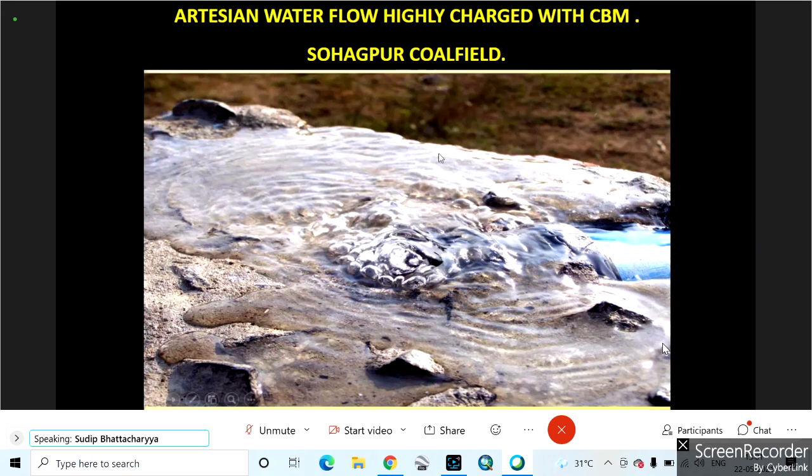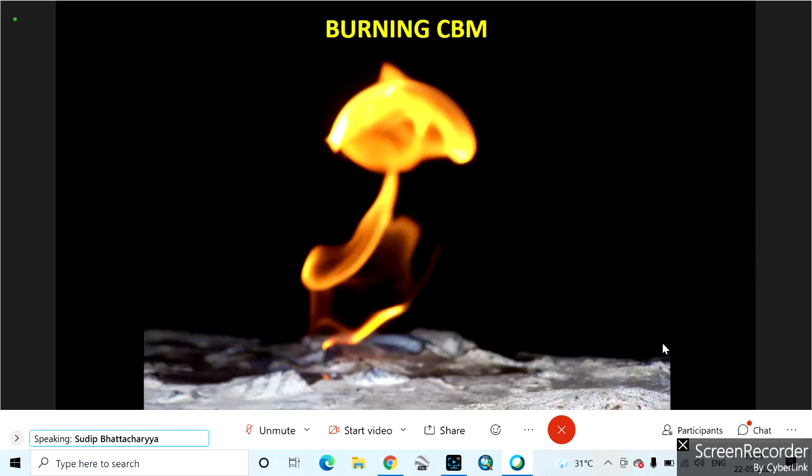And just you see that highly charged CBM water is coming out artesian, and when I matched it, there was a click over there, and it is burning. So just over this, it is burning. You see that the gas is coming out, and it has tremendous capacity for use as a secondary, that is, unconventional hydrocarbon potentiality. So it is very much important.